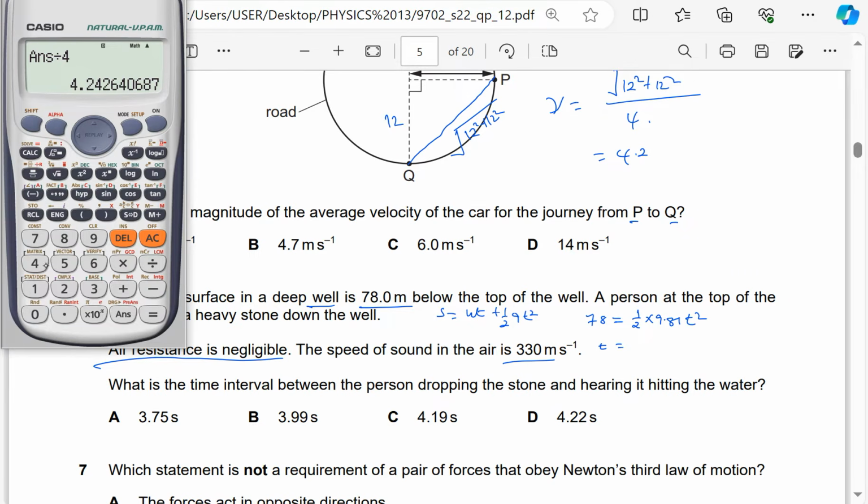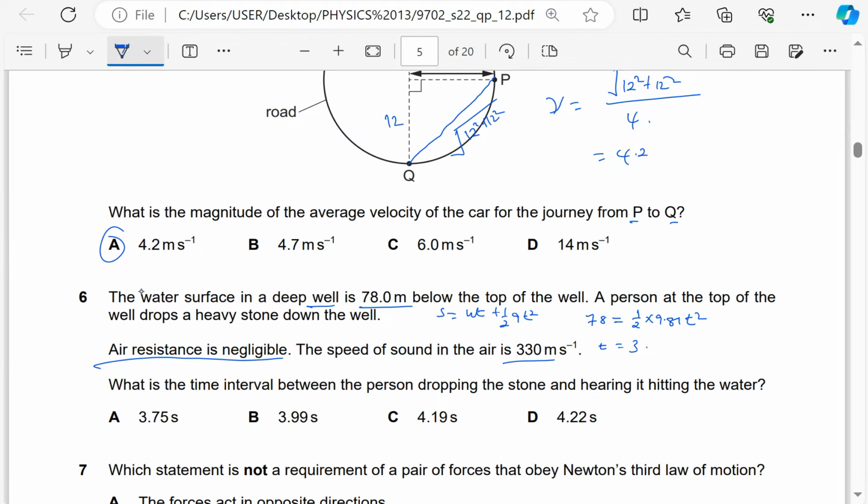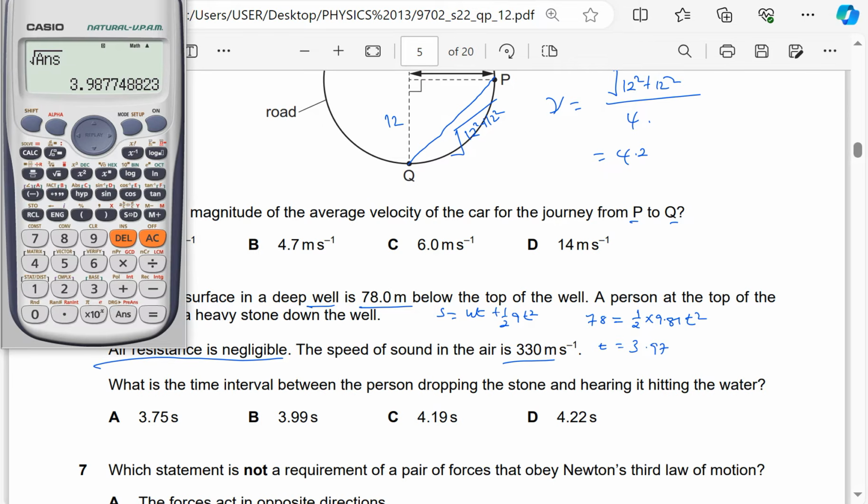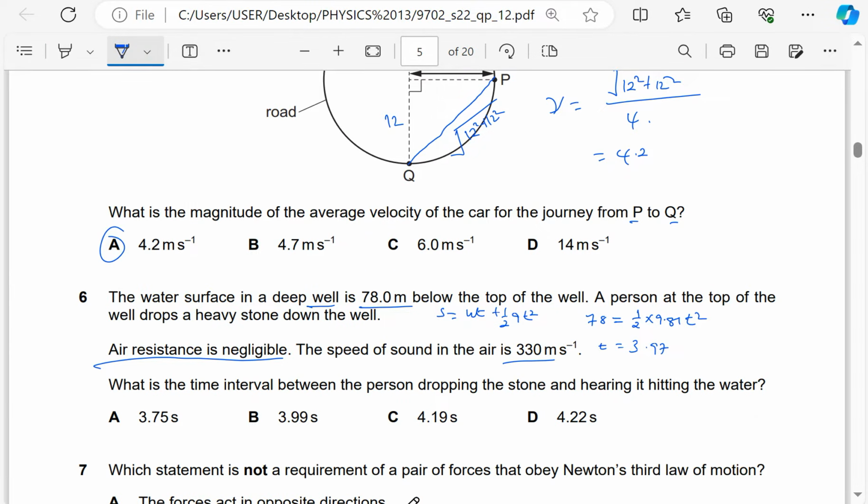So I just want the time it takes to hit the surface of the well. So I would say 78 times 2 divided by 9.81. Then I find the square root of the answer. So the time it takes to hit the bottom of the well is going to be 3.99. So it takes 3.99 seconds to hit. Let me write 3 decimal places.